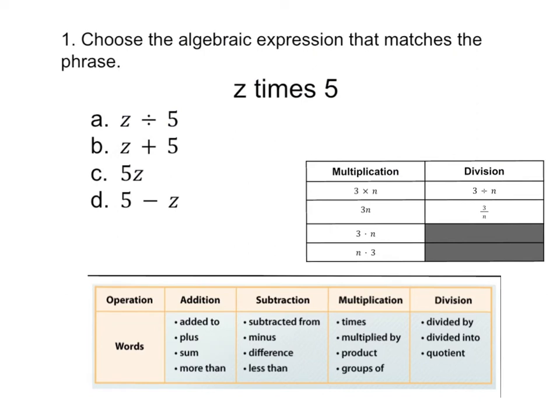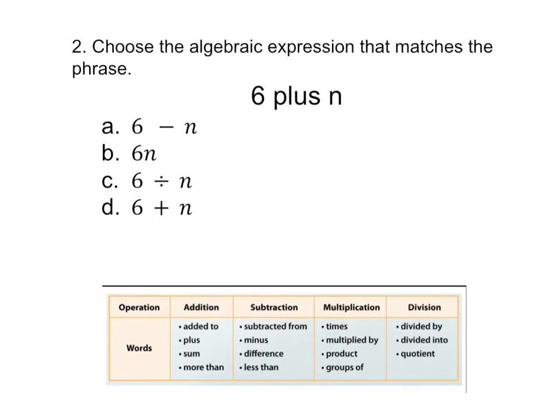All right, choose the algebraic expression that matches the phrase, z times 5. Okay, so times is going to tell us multiplication. That's division, that's addition, that's subtraction. Here we see 5z. Remember, when we have a number right next to a variable, it indicates multiplication. So that is 5 times z. 6 plus n. So plus, we're going to use that plus sign. We can see here is 6 plus n.